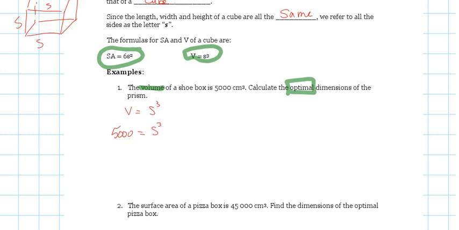To find the side length, what do you do? You're going to have to cube root, right? You have to cube root to get rid of that cube. Okay? So to get rid of that cube, you cube root, and then you'll be left with S. What's the cube root of 5,000?